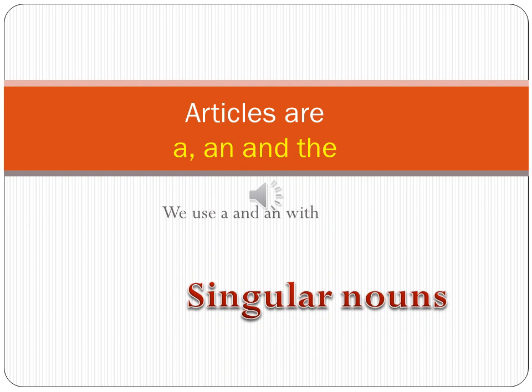So let's start with the articles, and the articles are a, an, and the. We use a and an with singular nouns only, but we can use the with both singular and plural nouns. So for example, I can say a tree, a street, a garden, a bag, a calculator, a book, and I should use an with words that start with vowels like a, e, i, o, and u.